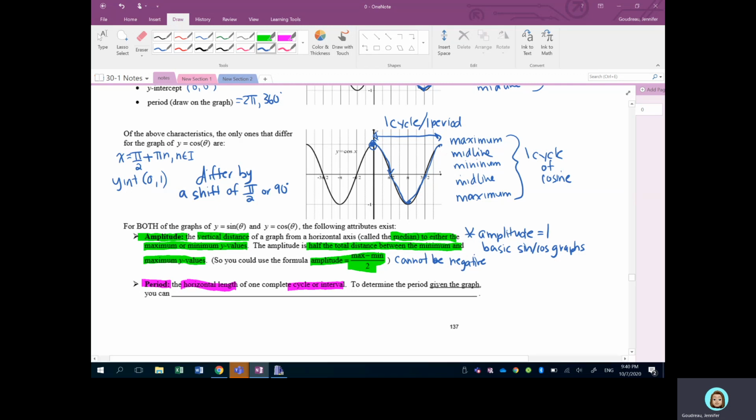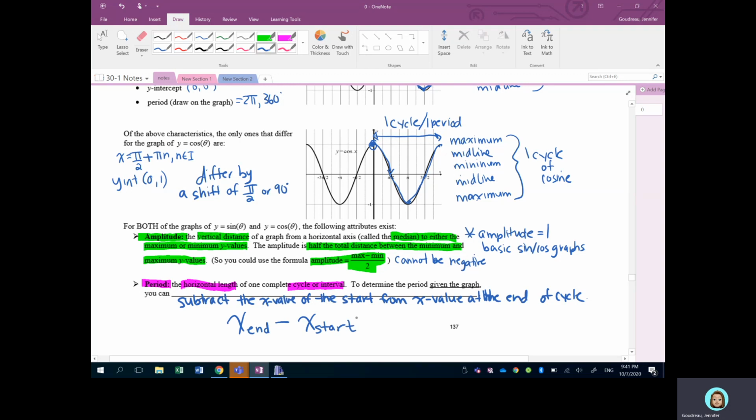So to determine the period given a graph of a function, which is something you're going to have to do, we are going to subtract the x value of the start of the graph from the x value at the end of the cycle, or what we simply write as x end minus x start.